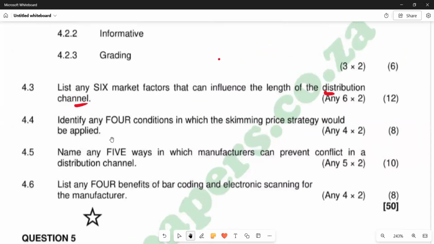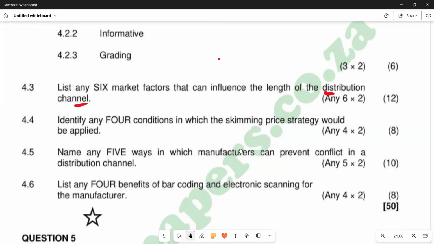Then we go to 4.4, identify any four conditions in which the skimming price strategy would be applied. And remember, the skimming price strategy is a price strategy where a marketer initially offers an item at a higher price, for instance, so that consumers with the strongest desire, and obviously they have the funds to purchase that product, would be charged. Obviously, in that case, they will be charged a higher price, so that later on, as the demand goes down for that product, the price is lowered. So that is the skimming price strategy.